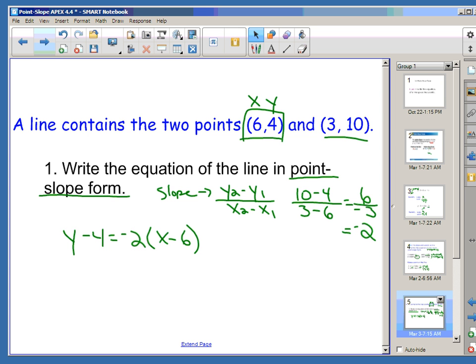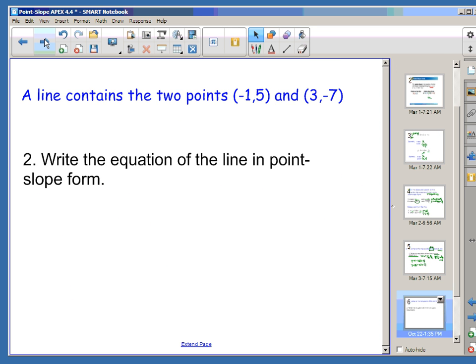Done. Pretty simple. Now we could write another equation. We know that point. We can go y minus 10 equals -2 times x minus 3. Just pair up the x coordinate with the x and the y coordinate with the y, and you're good. All right, let's try one more. A line contains the 2 points, -1, 5, and 3, -7. Write the equation of the line in point slope form.